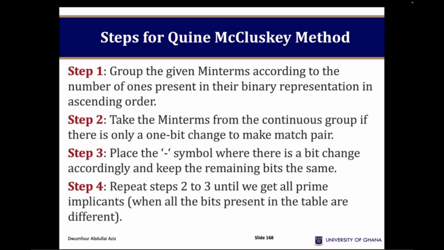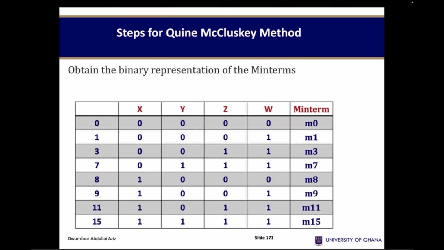Here it says to group the given minterms according to the number of ones present in their binary representation, in ascending order. So we are going to group by the ones. If you check each of these binary representations, each of them has some number of ones. Considering M0, M1, M3, all the way to M15, we are going to group them based on the number of ones that each of them has.